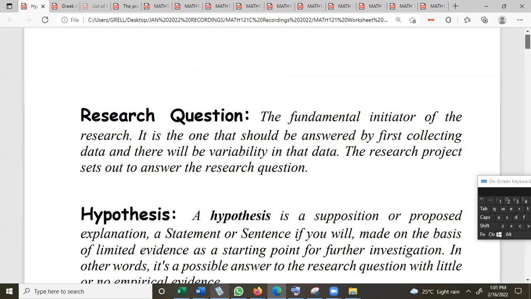Okay, so you have been introduced to the next topic, which is an assignment called hypothesis testing.